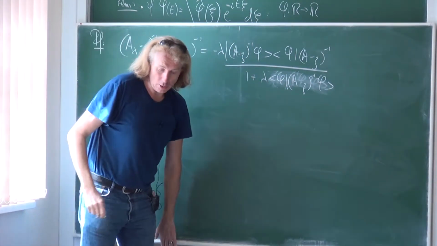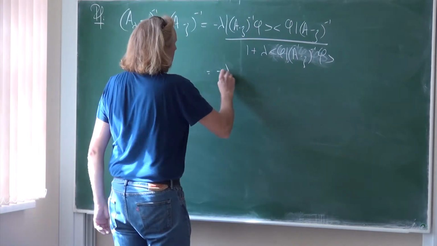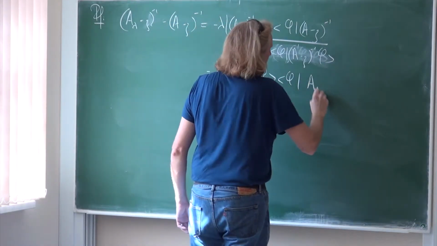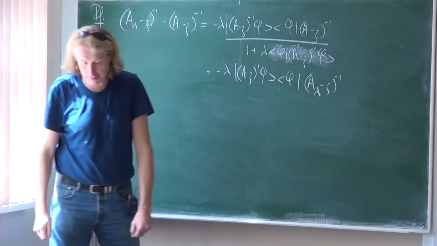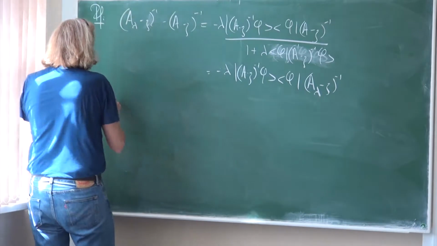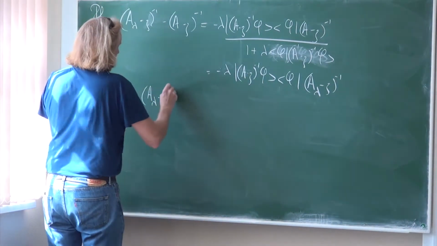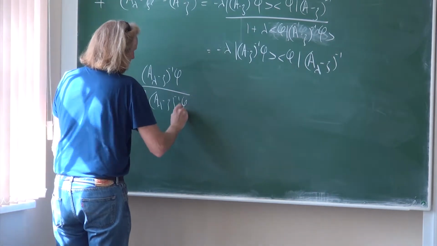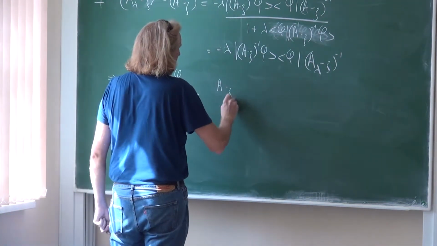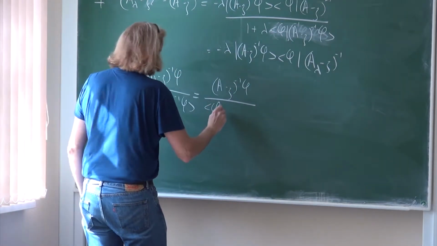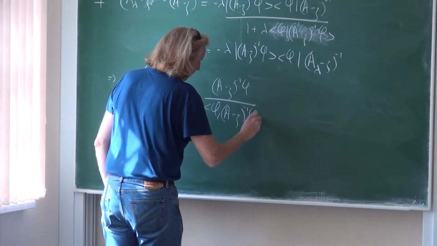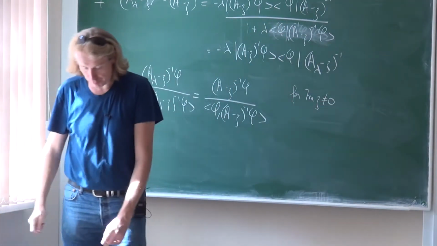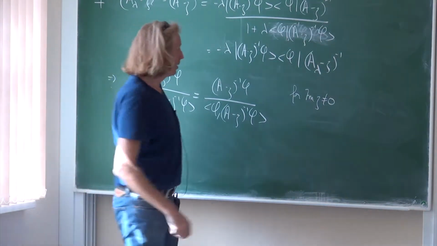Right, we had this. So, which can also be written as minus lambda A minus Z inverse phi phi A lambda minus Z inverse. Right, you can write this in the following way. And so this immediately gives you the following thing, that A lambda minus Z inverse phi divided by phi A lambda minus Z inverse phi. This thing doesn't depend on lambda and is equal to A minus Z inverse phi divided by phi A minus Z inverse phi. Right. So we do it first for imaginary part of Z non-vanishing. Right? And for all lambda.